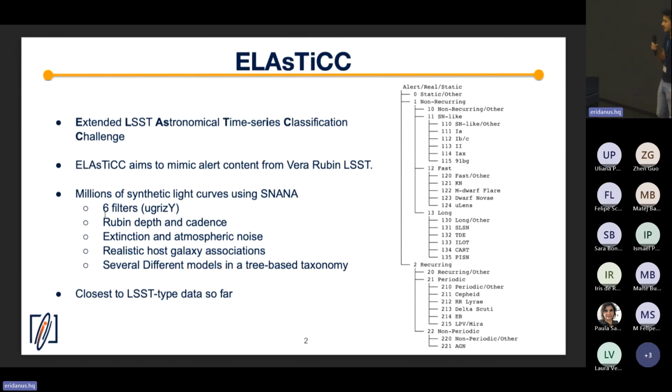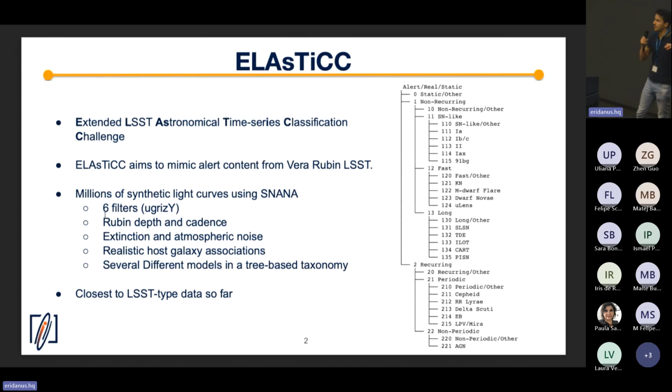So it's using the 6 passband of LSST. It is trying to imitate the cadence and the depth. It takes into account extinction and atmospheric noise, and also Host-Galaxy association. And because it's a classification challenge, they propose a taxonomy that you can see on the right.